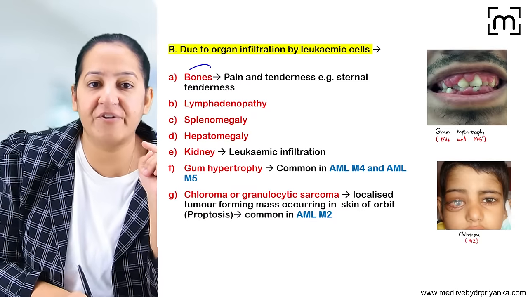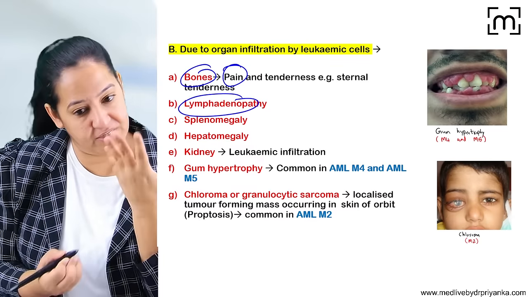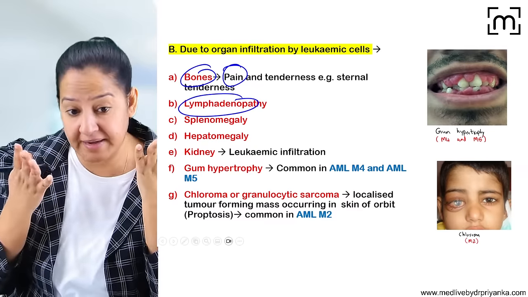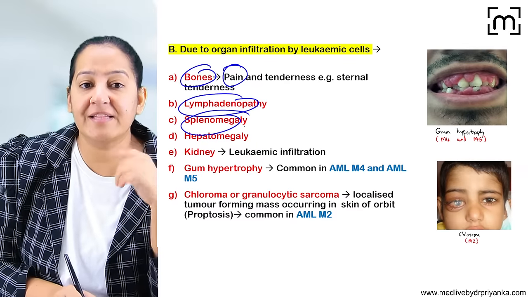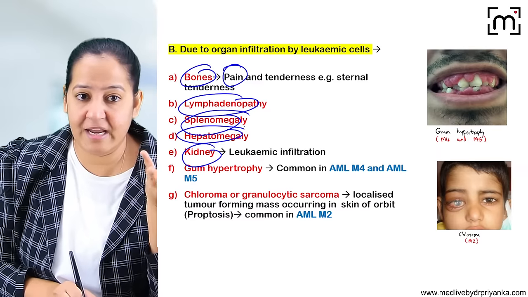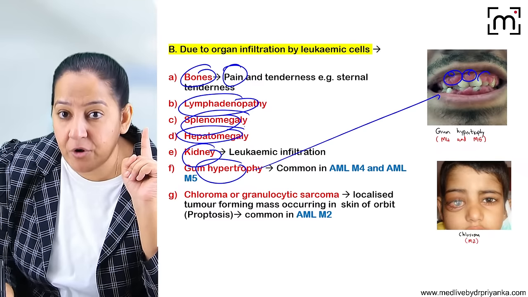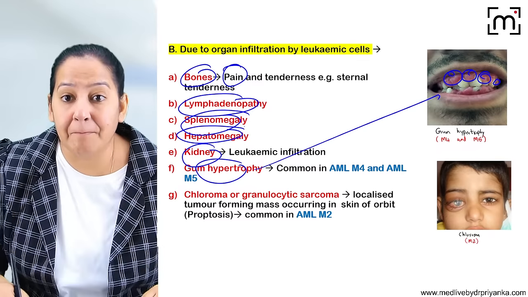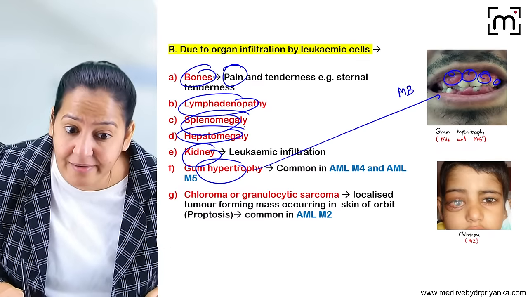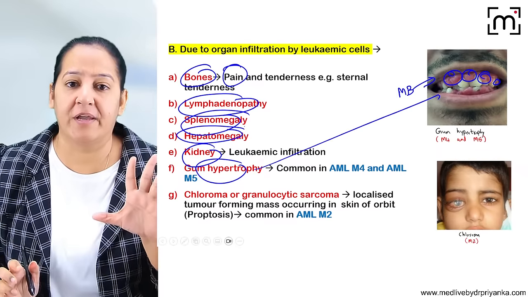Enumerate them. It can infiltrate in the bone, so patient has bone pain. It can infiltrate in the lymph node, so patient has lymphadenopathy. Lymph nodes are enlarged. It can infiltrate in the spleen, splenomegaly. In the liver, hepatomegaly. In the kidney, kidney infiltrates are there. It can infiltrate in the gums also. Can you see gum hypertrophy? The myeloblasts from the blood move into the gum, and it produces the gum hypertrophy, which is very peculiar.